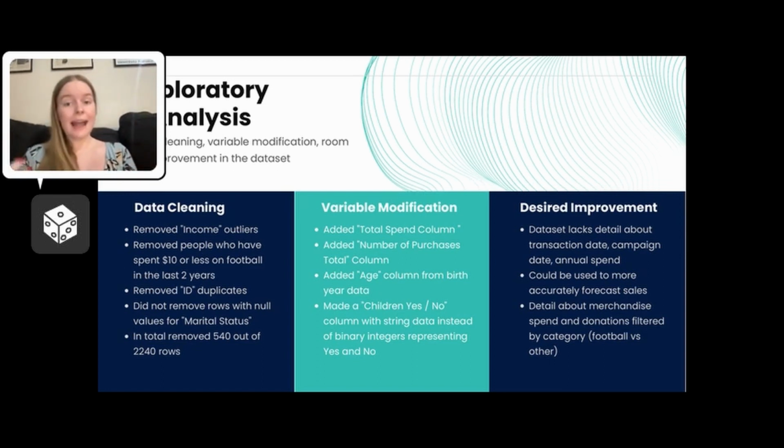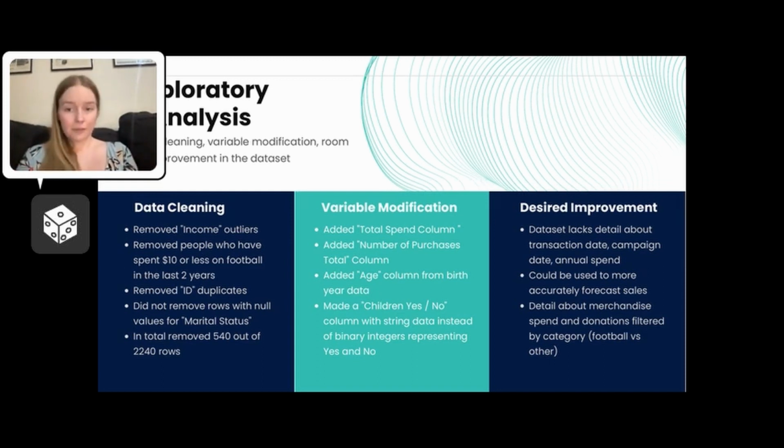Variable modification. So I added a total spend column. I added a number of purchases total column. I added an age column from the birth year data. So this gave us their age, which helps us in the future. We'll jump into it, looking at their age rather than birth year. I made a children yes/no column with a string of data instead of binary integers representing yes or no, so it was easier to use.